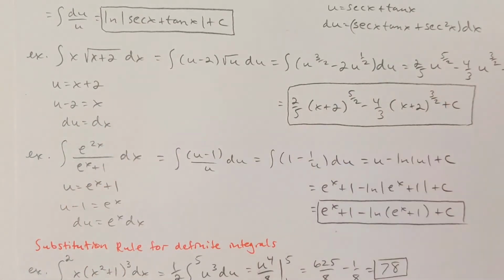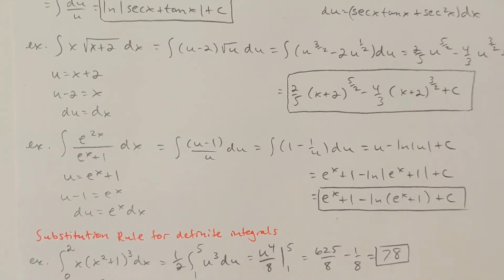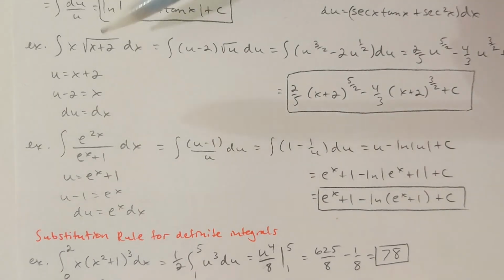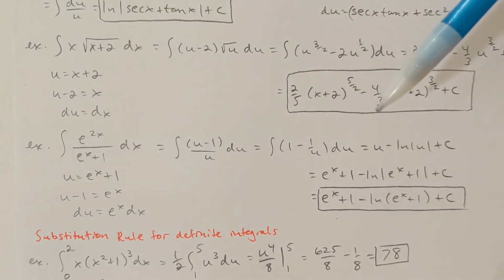Let's take a look at this one next. Here's another one where we're going to need some creativity. Suppose that we want to integrate x times the square root of x plus 2 dx. Well, there's no algebraic simplification that I can do here in order to just go right to the antiderivative.